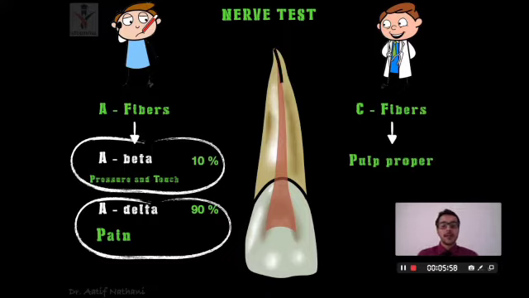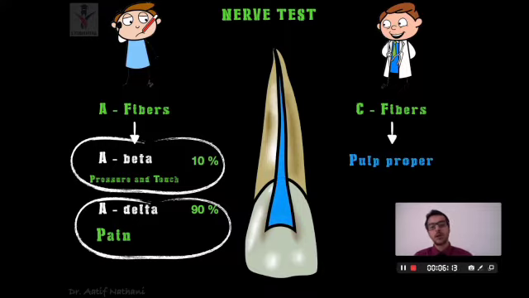Now these A fibers are at the periphery. These are like the soldiers guarding the kingdom. Whatever comes will hit the A fiber first, and then it will go towards the pulp proper. That is why it is known as pulp proper, which is the C fibers. C fibers are like the king. These are inside a protective wall which is formed with the help of A fibers.